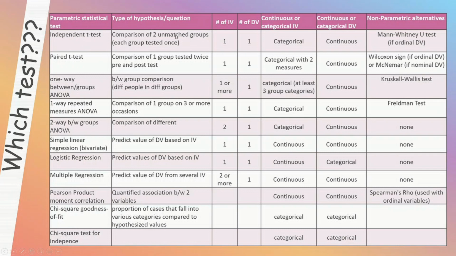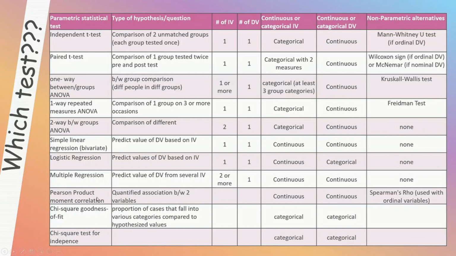For our independent t-test, we're usually comparing two unmatched groups. We've got one IV, one DV. Our IV is categorical. Our DV is continuous. If these assumptions are broken, we can run a Mann-Whitney U test, and we do that when the dependent variable is actually ordinal versus continuous. So here we have a lot of different ways that we can run the inferential test and correct for broken assumptions. We can use a non-parametric alternative.